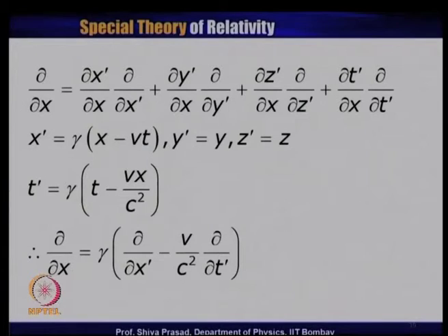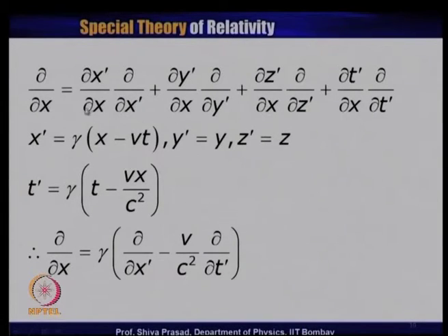What is this particular formula? ∂/∂x can be written as (∂x'/∂x)(∂/∂x') plus (∂y'/∂x)(∂/∂y') plus (∂z'/∂x)(∂/∂z') plus (∂t'/∂x)(∂/∂t'). This is the standard partial derivative formula when there are 4 variables on which it is dependent. I know from the Lorentz transformation that x' is equal to gamma (x minus Vt), y' is equal to y, z' is equal to z, and t' is equal to gamma (t minus Vx/c²).